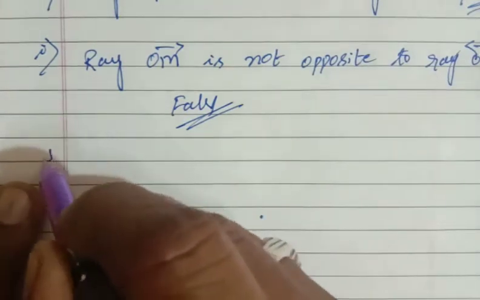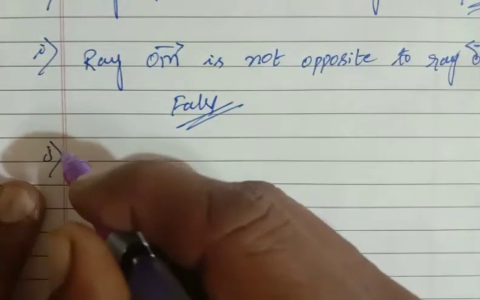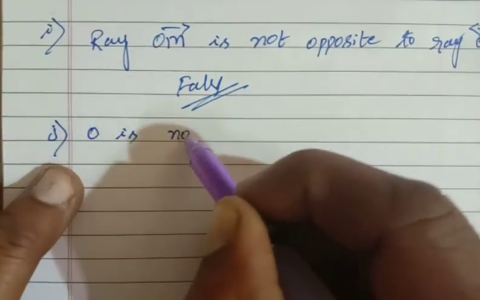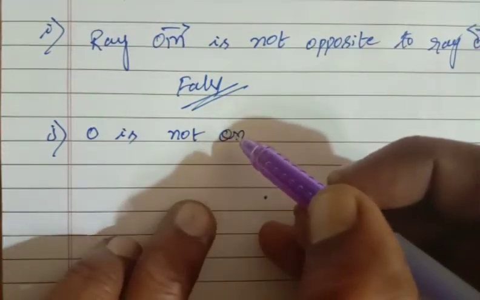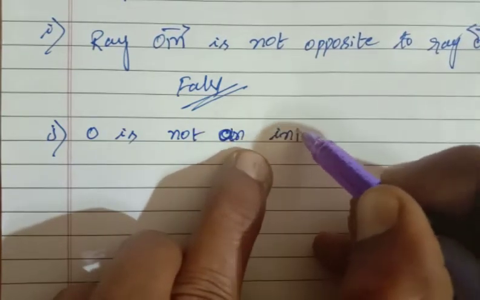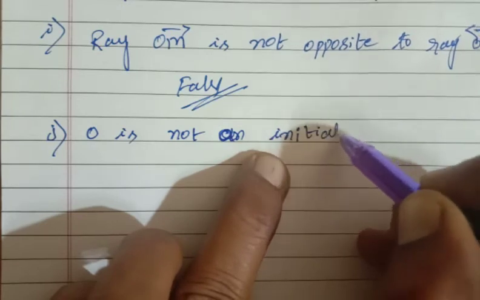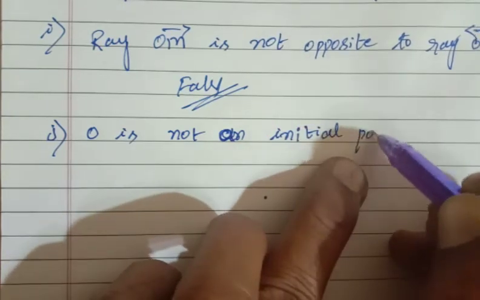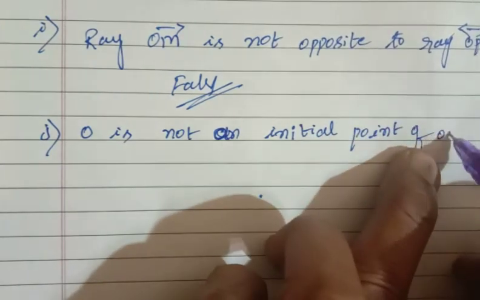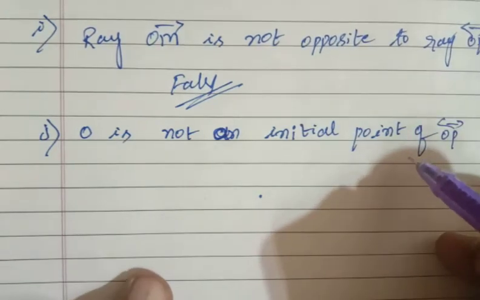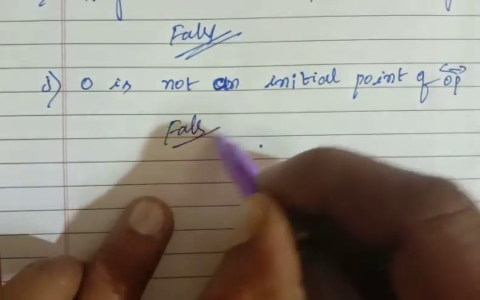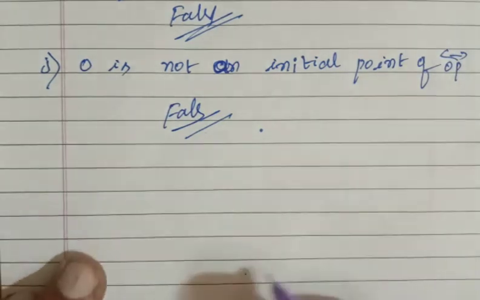Now take J: O is not the initial point of ray OP. So the statement is false. This is exactly false.